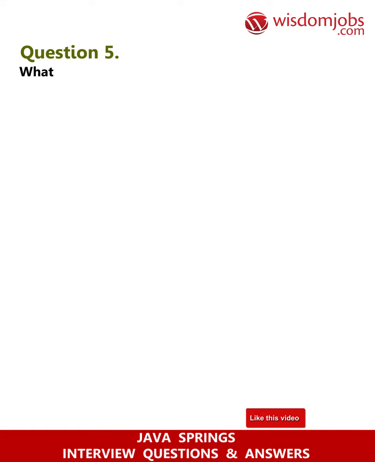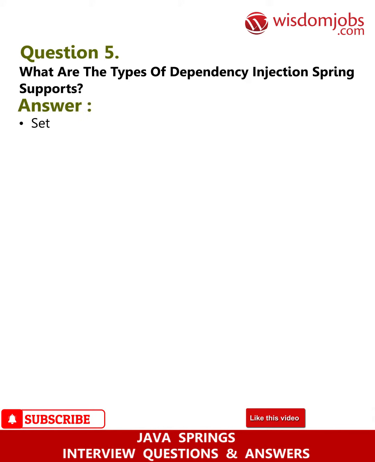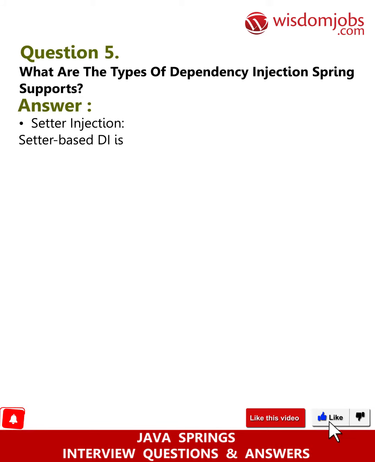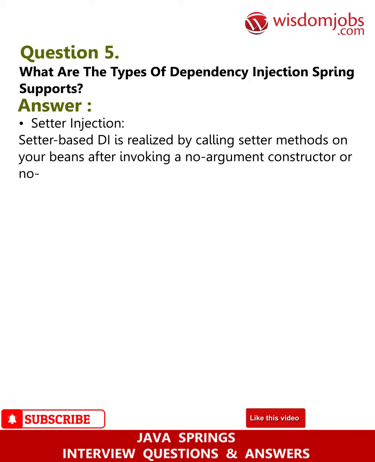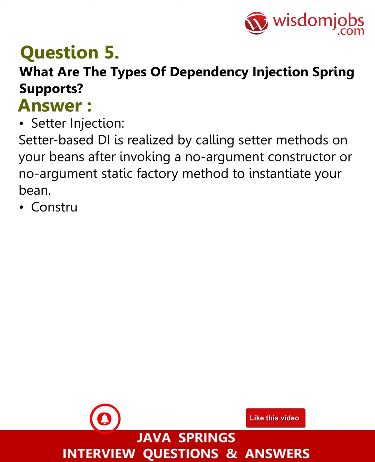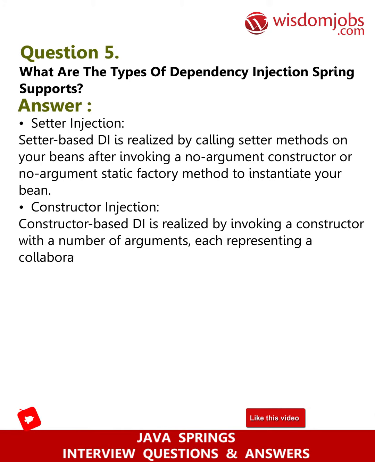Question 5. What are the types of dependency injection Spring supports? Answer. Setter injection. Setter-based DI is realized by calling setter methods on your beans after invoking a no-argument constructor or no-argument static factory method to instantiate your bean. Constructor injection. Constructor-based DI is realized by invoking a constructor with a number of arguments, each representing a collaborator.